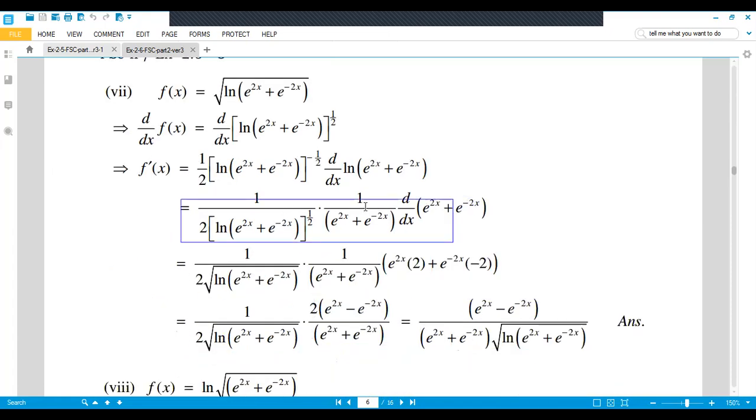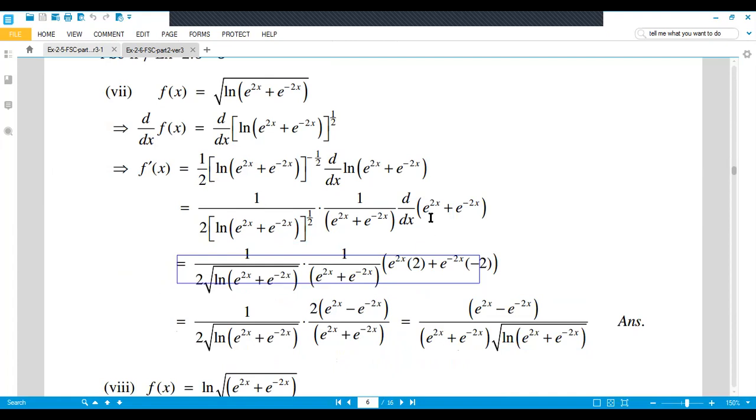So this one, the second value, we copy as it is. The derivative of e power 2x is e power 2x, and further the derivative of 2x is 2. The derivative of e power minus 2x is e power minus 2x, and further the derivative of minus 2x is minus 2. So 2 is common in both, you take 2 common and it will cancel with the denominator 2. In the numerator we get e power 2x minus e power minus 2x.